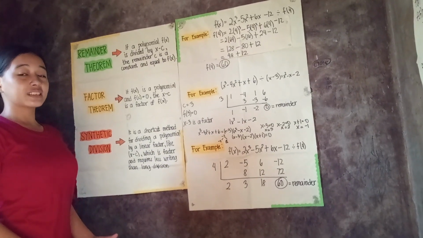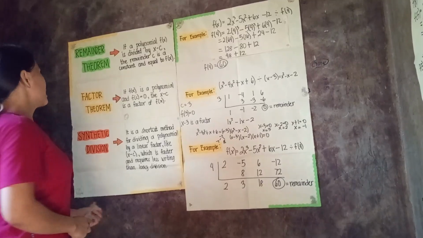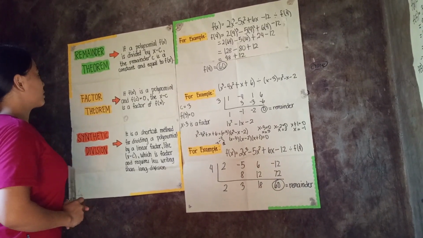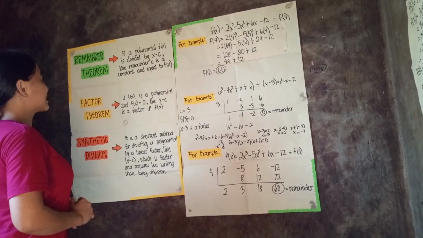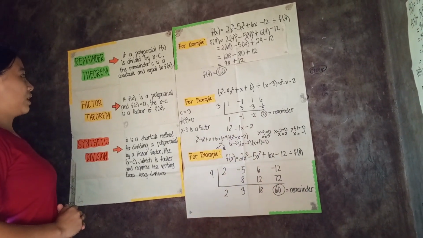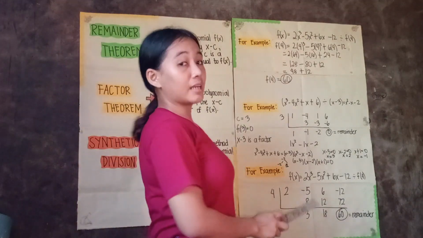So first, let's define what the remainder theorem is. Remainder theorem: if a polynomial f of x is divided by x minus c, the remainder is a constant and equal to f of c. So I have here the example.